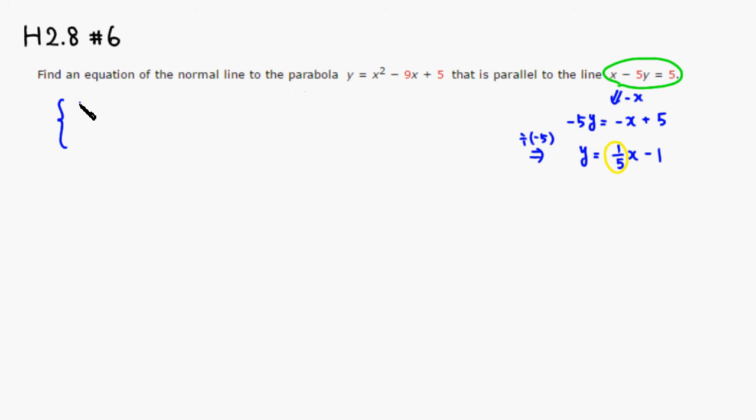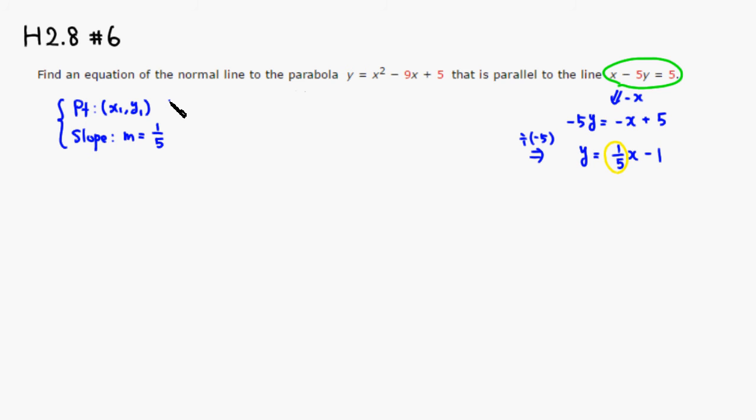We usually need to know the point, which is x1 comma y1, and the slope. So m is equal to 1/5. So we already know the slope of this line.